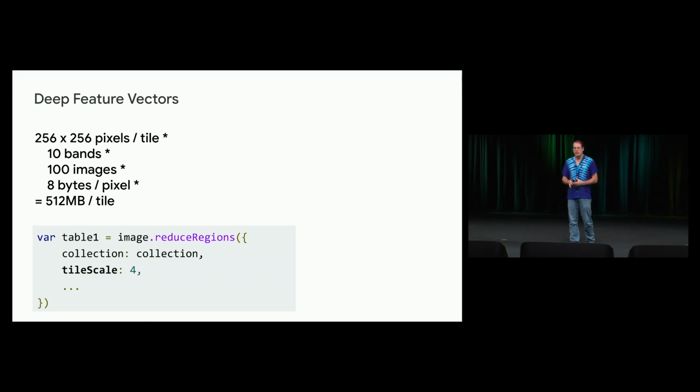A lot of people just say, I don't care, I'm going to set tile scale to the maximum, which is 16. Don't do that. This will make your computation 256 times slower. So you really want this number as low as you can make it, where you don't hit the memory limits, but it runs as fast as it can. Okay.